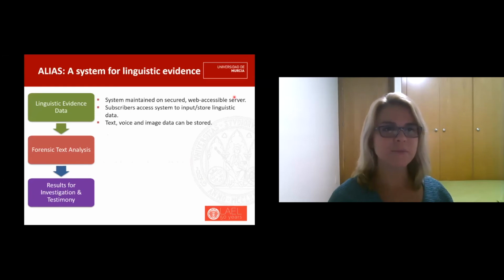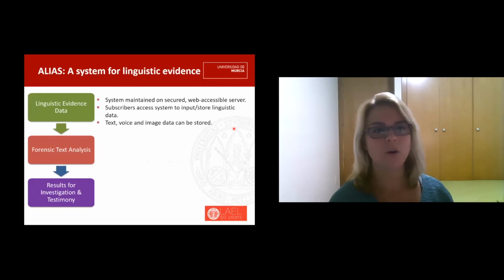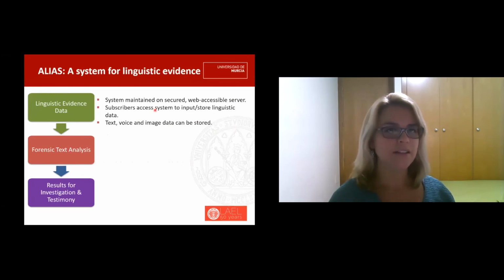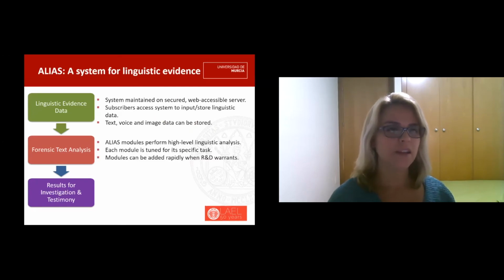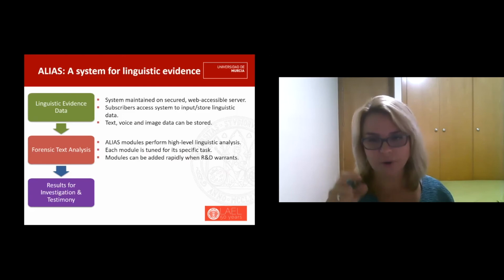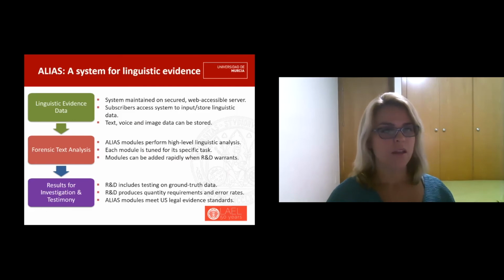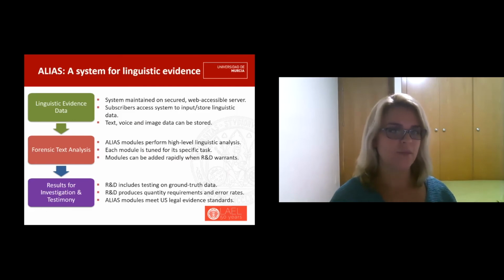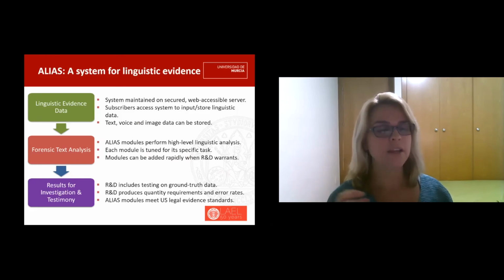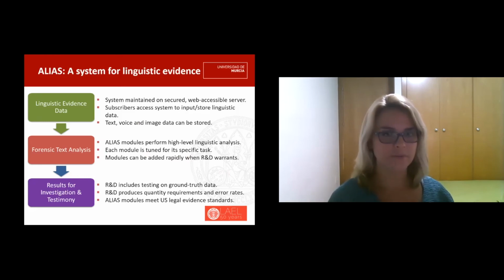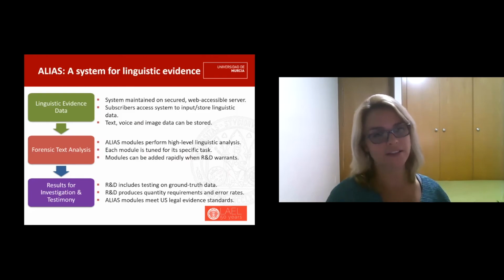Well, so it brings us to the system for linguistic evidence. This system is maintained on a secured web accessible server, and subscribers access the system to import or to store linguistic data, and different types of data can be stored there, which makes it great. The modules perform high-level linguistic analysis, and each module is tuned for its specific tasks. Okay. And then results for investigation and testimony. It includes testing on ground truth data. It produces quantitative requirements and error rates. And of course, it meets the US legal evidence standards.